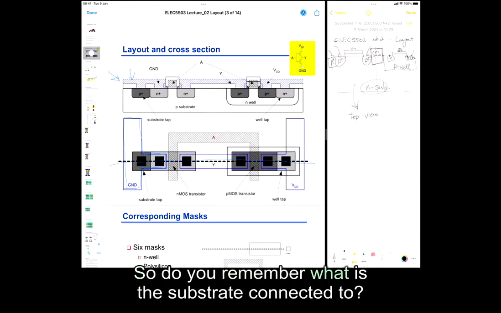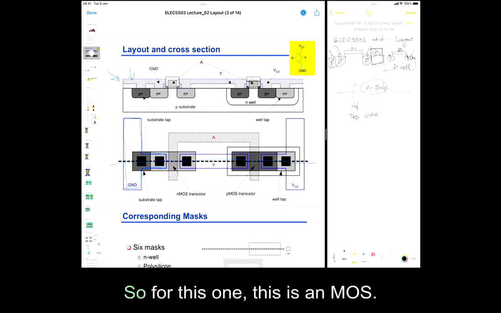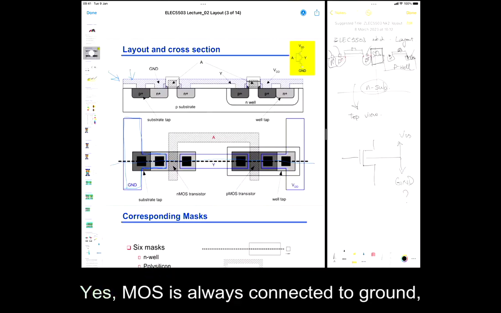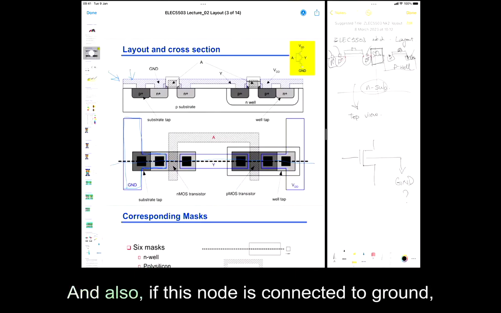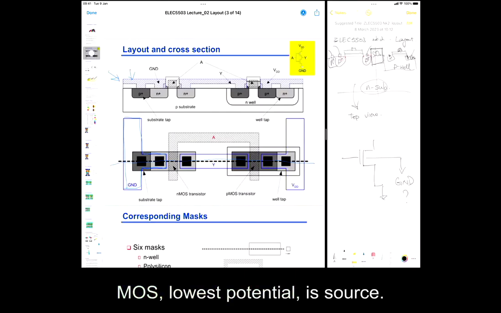So do you remember what the substrate is connected to for an NMOS? P substrate NMOS, should it connect to lowest potential or highest potential? So for this one, this is an NMOS. Should it be connected to VDD or connected to ground? Yes, NMOS is always connected to ground, so it will never be VDD. And also, if this node is connected to ground, is that a source or drain? NMOS lowest potential is source. Okay, it's a source here.